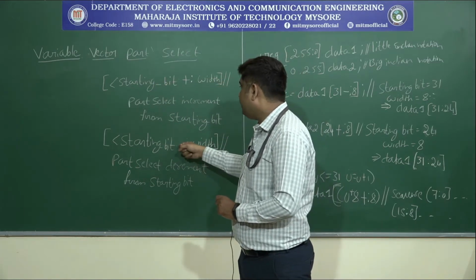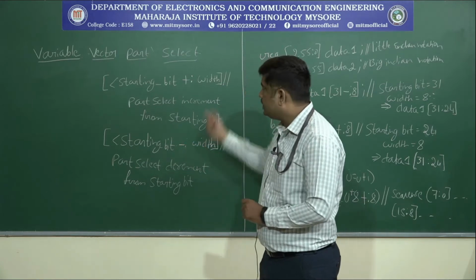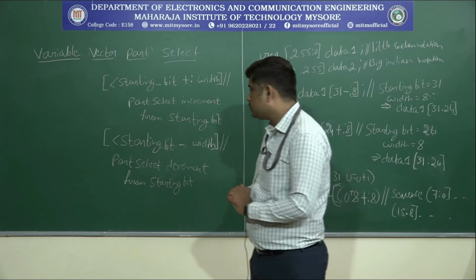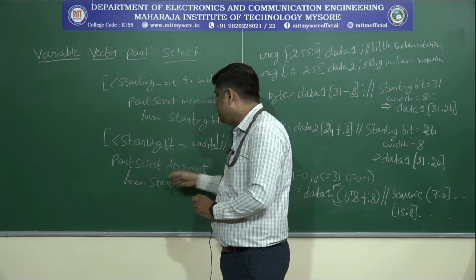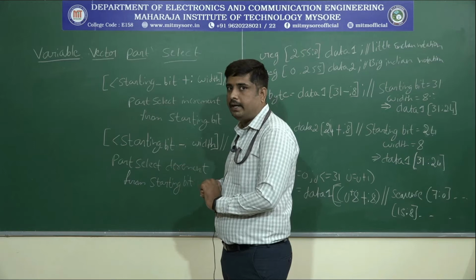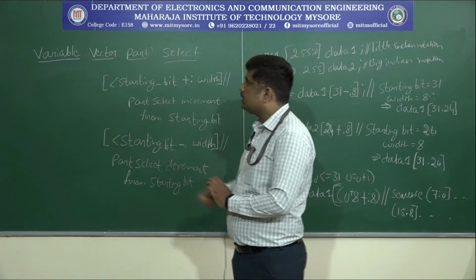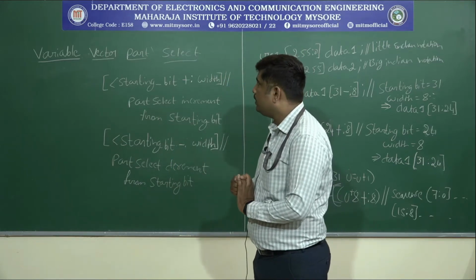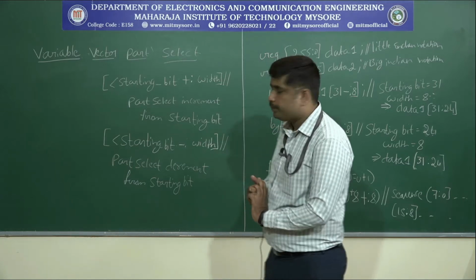Next, start_bit minus colon width. It's exactly the reverse of the previous one. Part select decrements from the starting bit. The starting bit should be decremented here. This is the syntax with respect to variable vector part select.